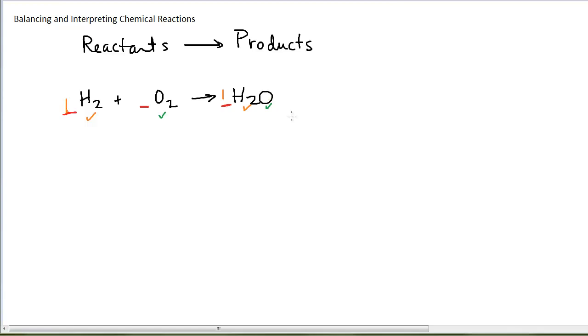of water. I would never, ever change the subscript of an element listed in a chemical reaction. That's not how we balance. Instead, we make more than one of the species. Since I need 2 oxygens, I'm going to change this one to a 2. That literally means H2O plus another H2O. So do you see my 2 oxygens? And now my oxygens are balanced.